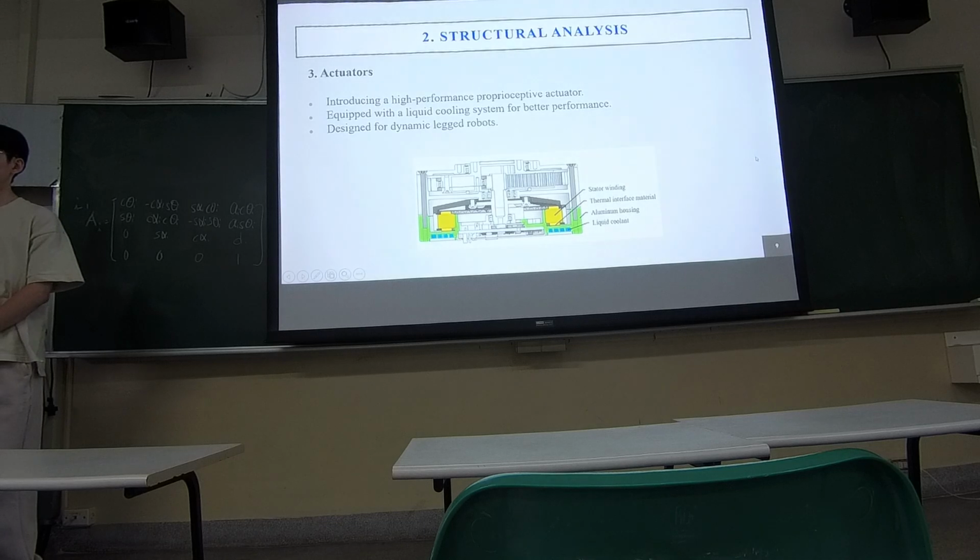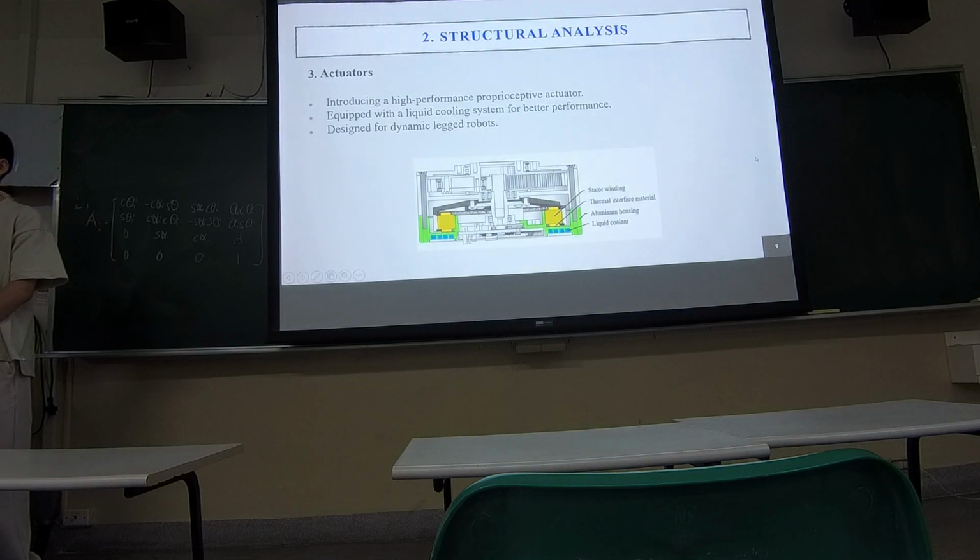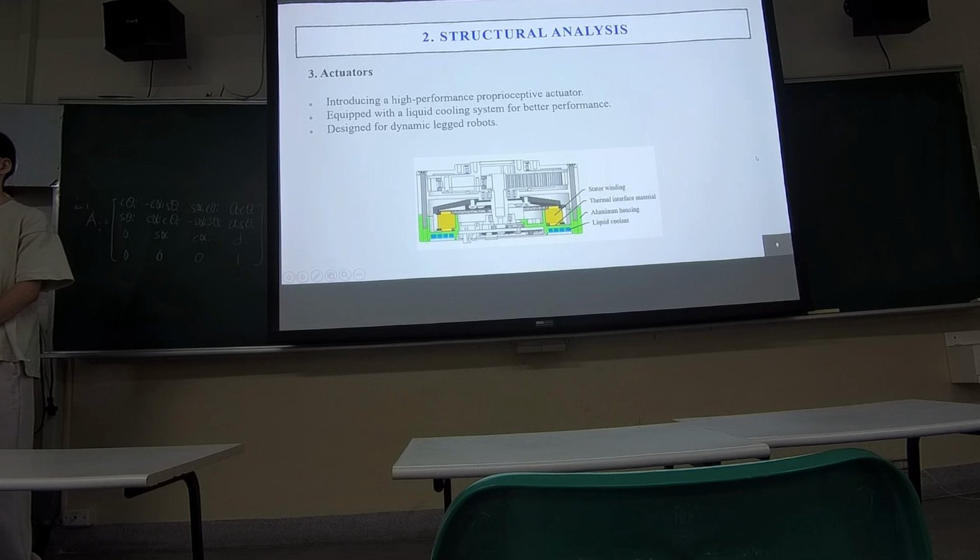And next one is robot actuators, which allow it to move. These actuators are designed for dynamic legged robots. These robots use high-performance actuators, meaning they help the robot sense its own position and adjust movement accordingly. This actuator also has a liquid cooling system, which prevents overheating and ensures smooth performance, especially during intense or prolonged use.